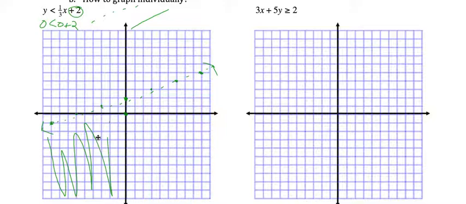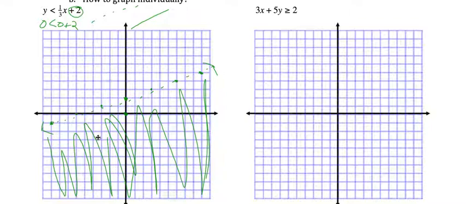Now you could color this in a whole heck of a lot. You could just do some light shading. But what this indicates to you is this: the line is where we start, though we're not going to count it, and all of those points that I just shaded in would make that inequality true.